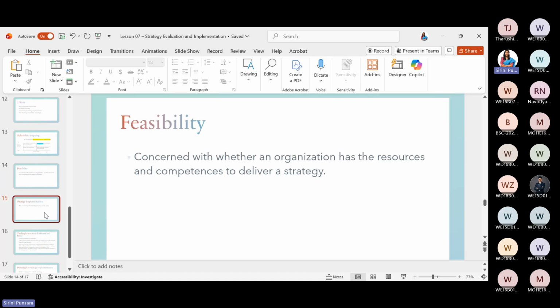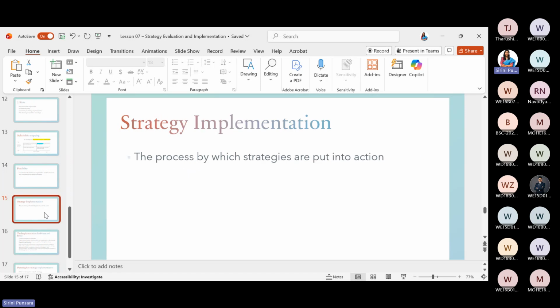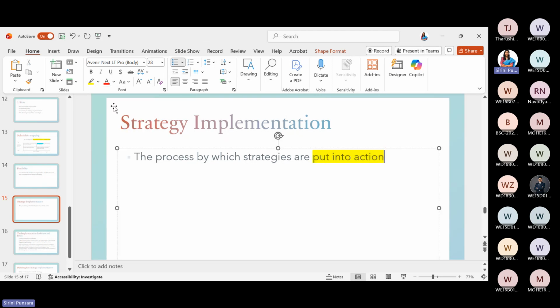Then the next step in the strategic management process is strategy implementation. Once we evaluate strategies, we will select one or two which are more ideal for the company. Then once we select the strategy, the next step is we are going to implement it, or put it into action. That's what we call strategy implementation.